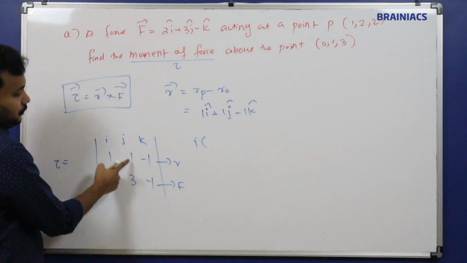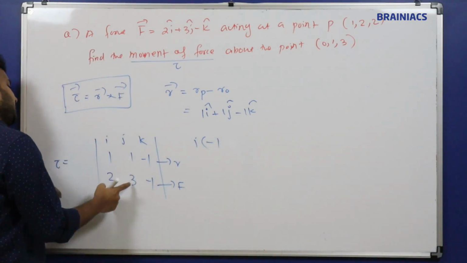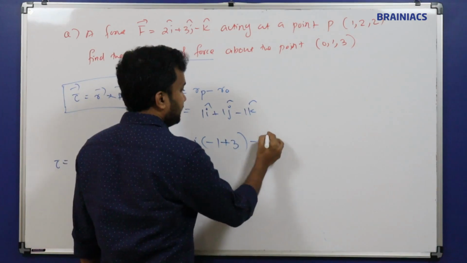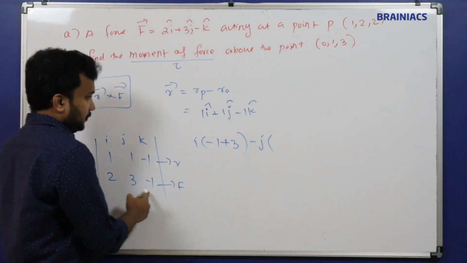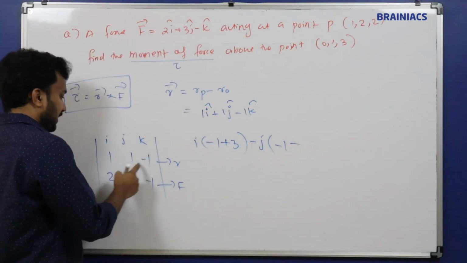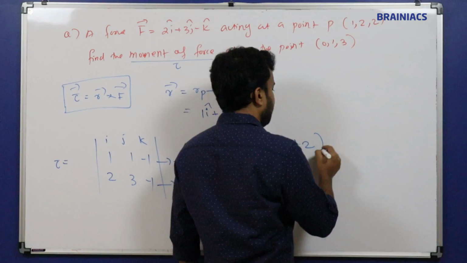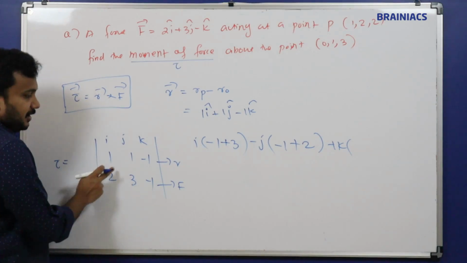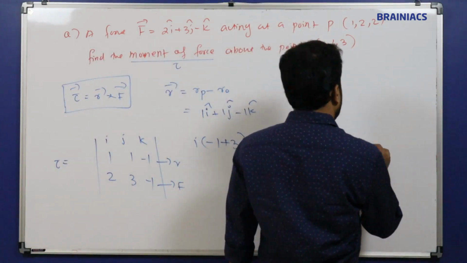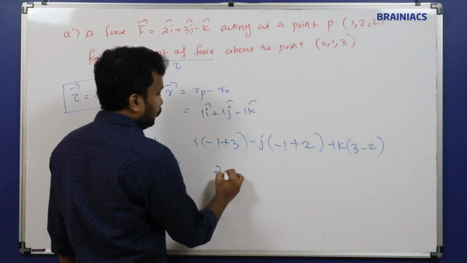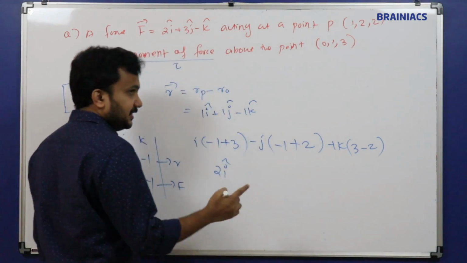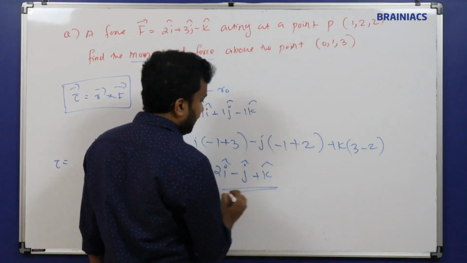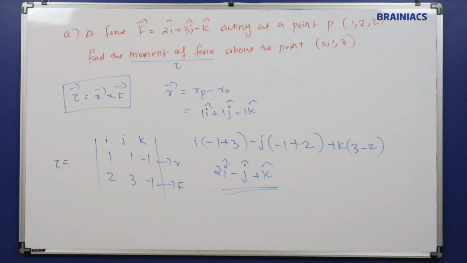So i into 1 into minus 1, minus 1 into 3 (that is plus 3), correct? Then minus j into 1 into minus 1, minus minus 1 into 2, so plus 2 now. Plus k into 1 into 3 minus 2. So the answer is 2i, then minus 1 plus 2 means plus 1, minus j, then plus k. So 2i minus j plus k is the right answer to the question.